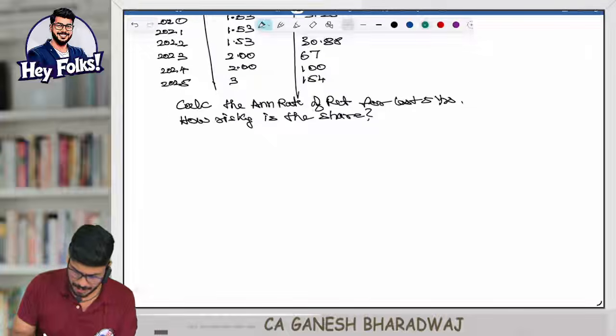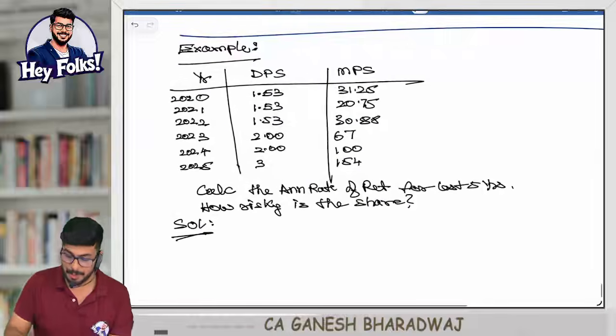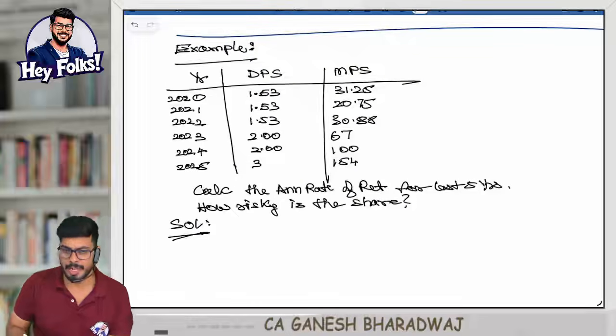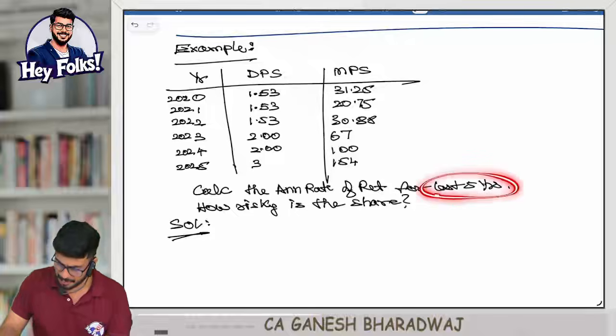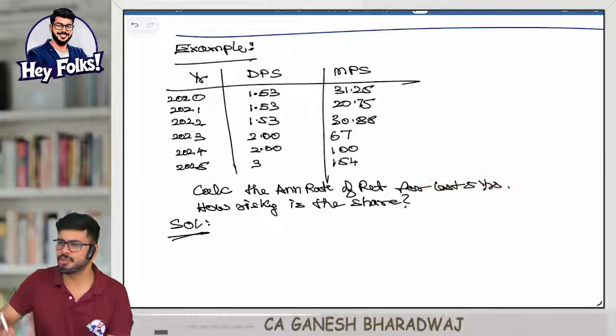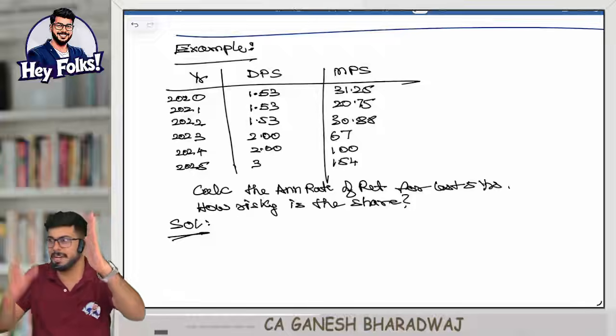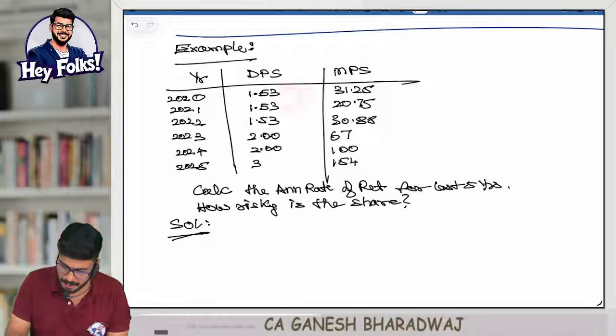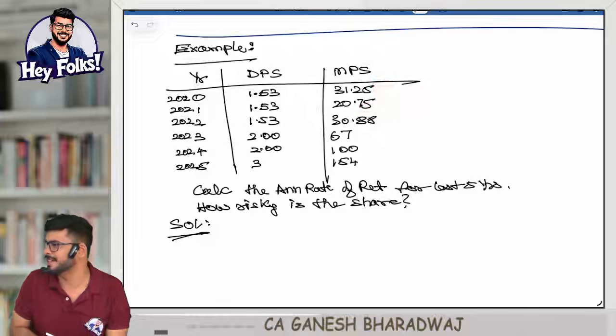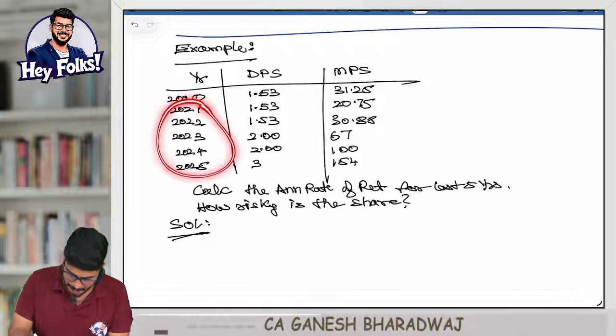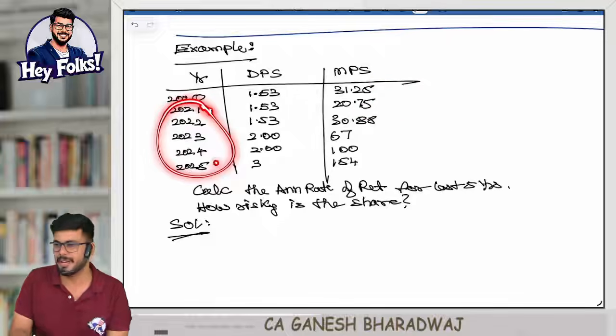Write down. Let's do this. First, what will you do? Guys, wait a second. First, build the approach. Even if they have not given the last 5 years, you can only calculate the return for 5 years. Why? For the first year, you need P1 minus P0. So this is the base. From here only you can calculate the difference. Am I right, guys? So for 2021 to 2025 only you can calculate.